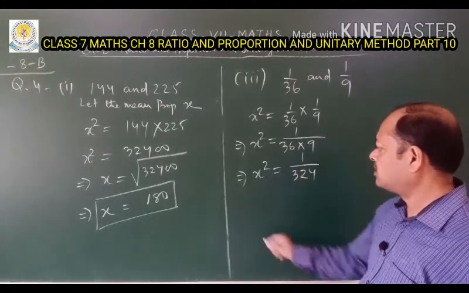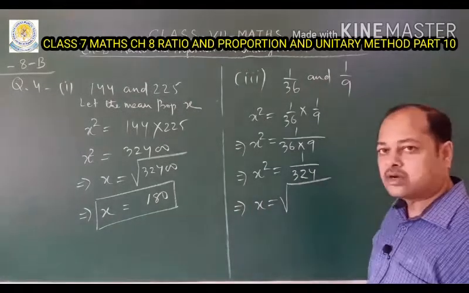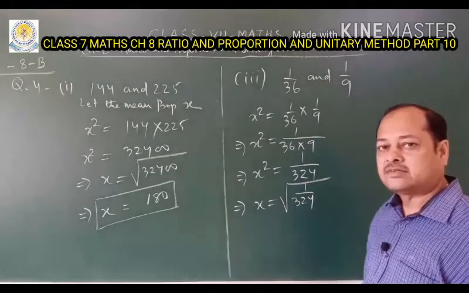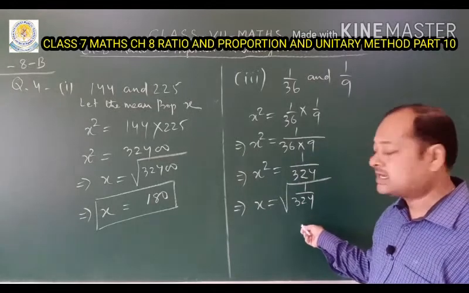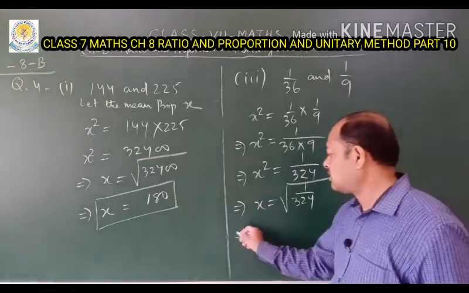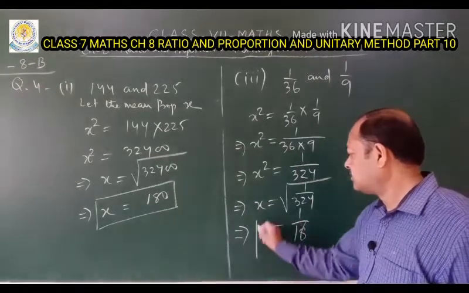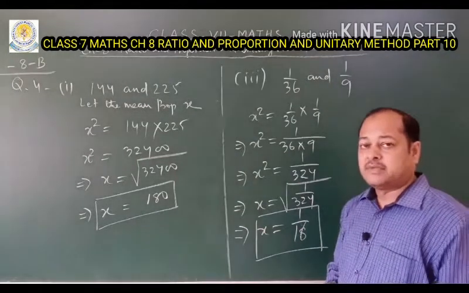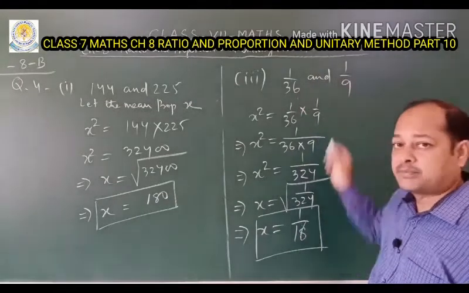x equals the square root of 1 upon 324, and 324 is a perfect square. It is the square of which number? That is 18. So x equals 1 upon 18. 1 upon 18 is the answer, and that is the mean proportional between 1 upon 36 and 1 upon 9.